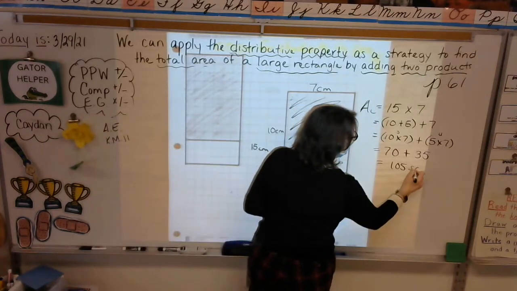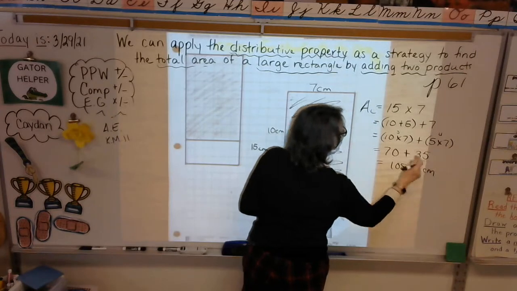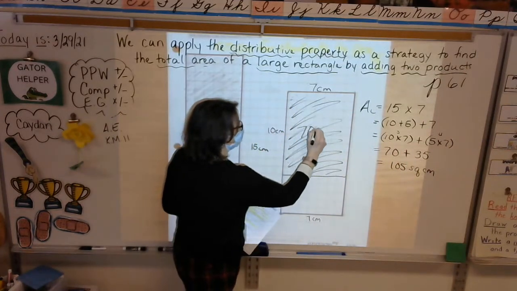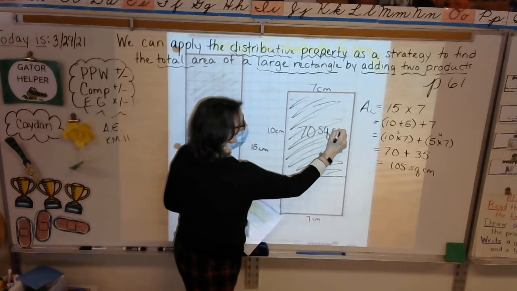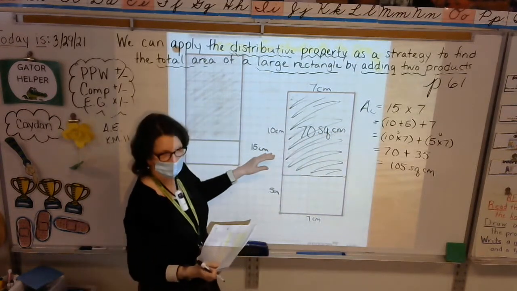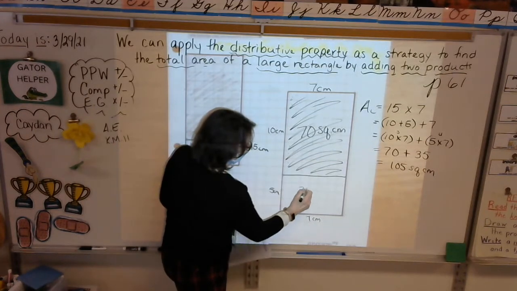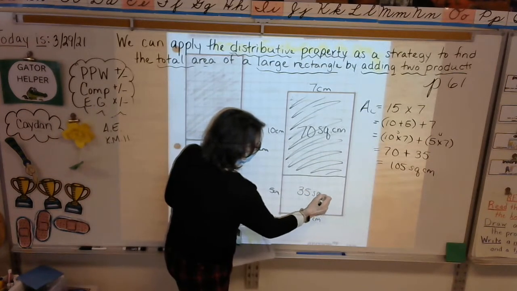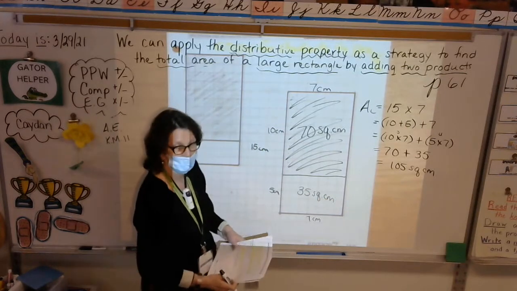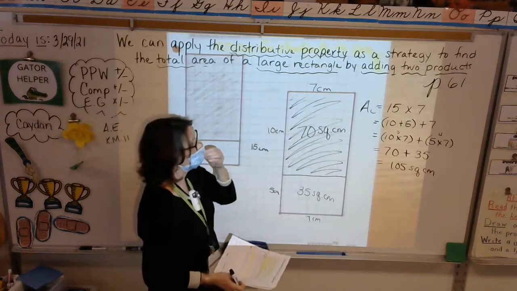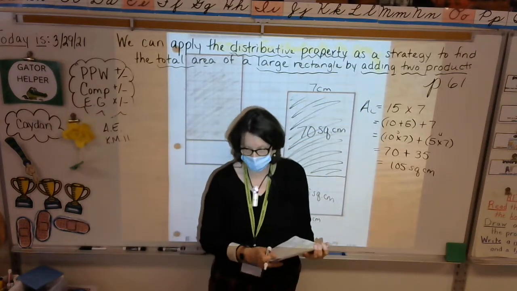And now, just to make clear, I want you to go back. We're going to write 70 in which part of our rectangle? We're going to write it right here, 70 square centimeters. 10 times 7 makes 70. Where do we put the 35? The 35 goes in the white part, 35 square centimeters. What did this become? Part, part, whole. We added 2 products to find our total.